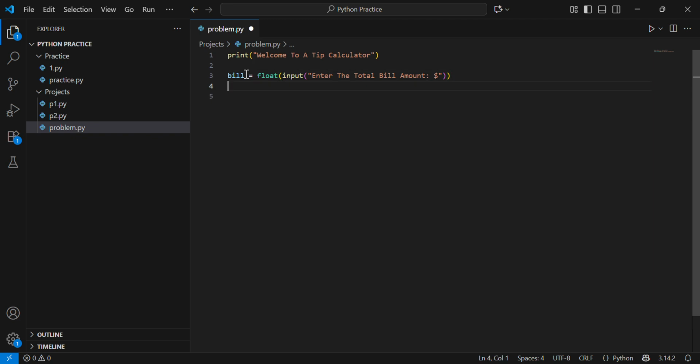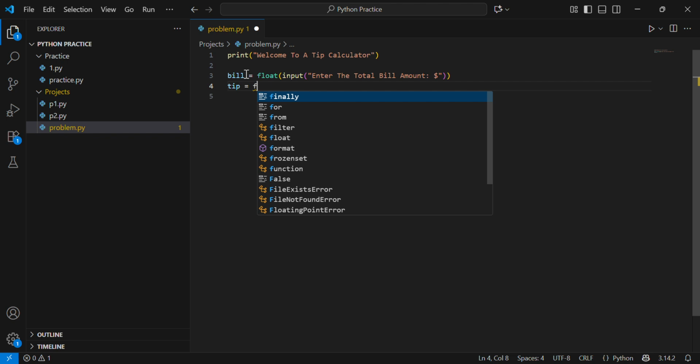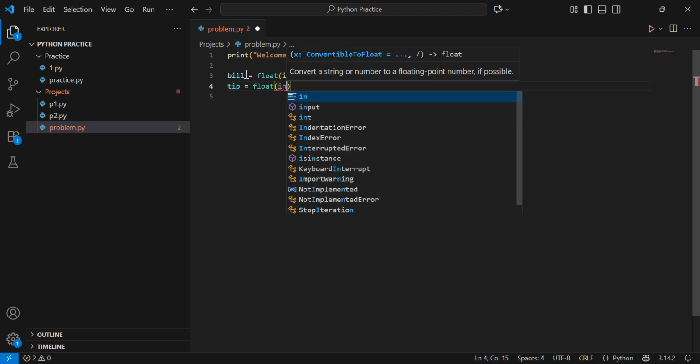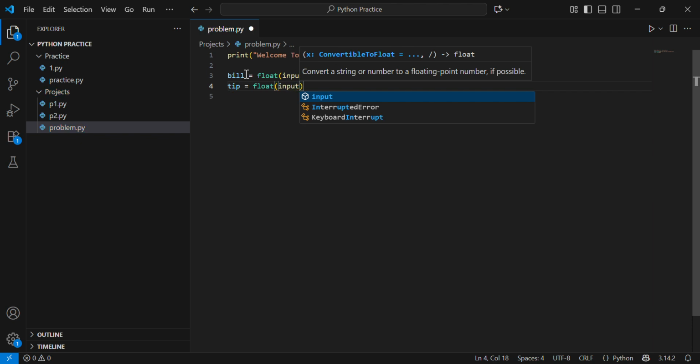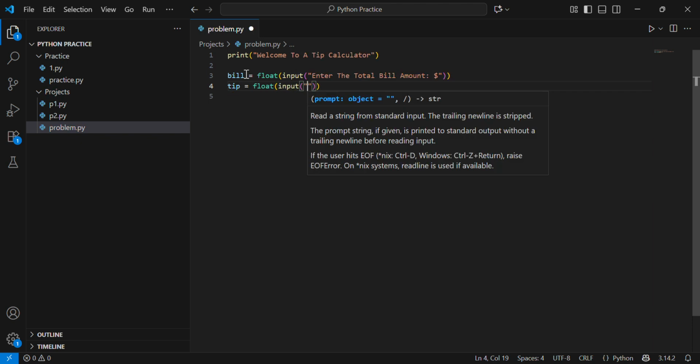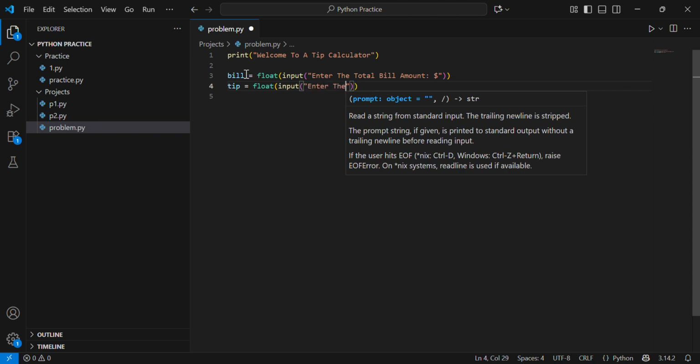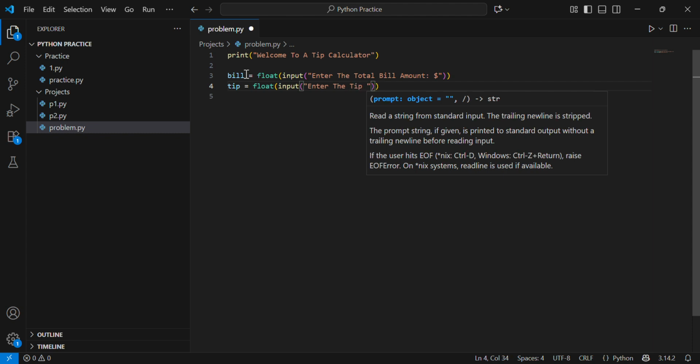We will set a second variable name as tip, which is gonna be our tip percentage, and we will set a data type to float, as it can be a whole number as well as in decimal. We will ask our user to enter the tip percentage, right?